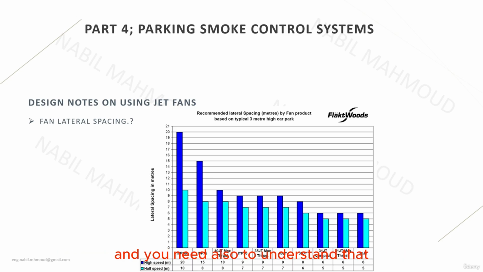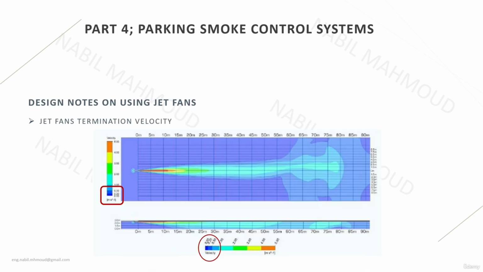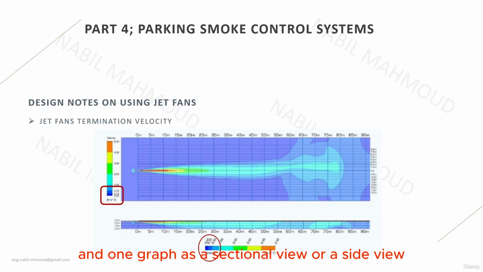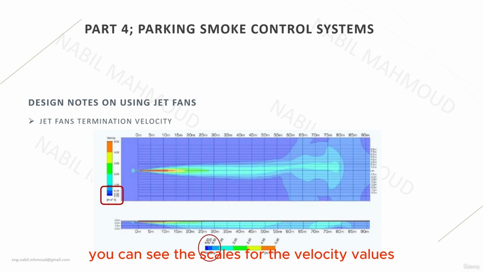And you need also to understand that the CFD analysis is the main criteria that defines the performance of the fan and the validity of the spacing that you are using. What you are seeing right now on the screen is the velocity distribution of a jet fan CFD analysis, or simulation results for the velocity from a jet fan. We can see the scales. There are two graphs. One graph from a top view, which is the graph on the top of the screen, and one graph as a sectional view or a side view, which is the graph on the bottom of the screen. You can see the scales for the velocity values or magnitudes.